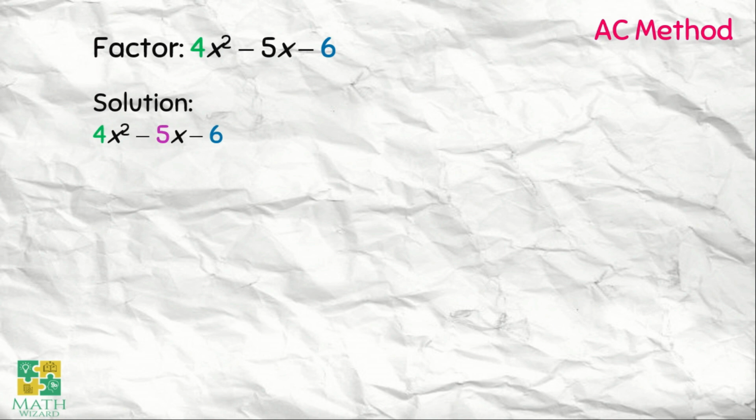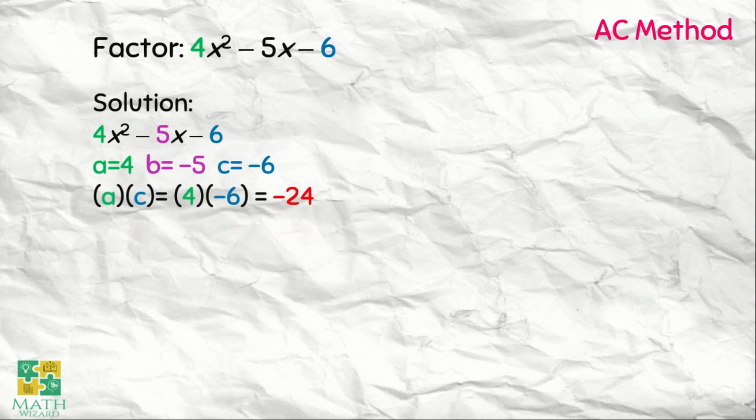Solution, we copy lang. And then we identify A, B, and C. Yung first term, yung may x squared, yun yung letter A. Yung coefficient niya or yung number niya is 4, kaya si letter A is equal to 4. Letter B is equal to negative 5. And letter C is equal to negative 6. So yung x squared, that's the letter A. The one with x is the letter B. And then the one with no variable is the letter C. Take note, we copy their sign ha. Dala-dala natin kung ano yung sign nila.